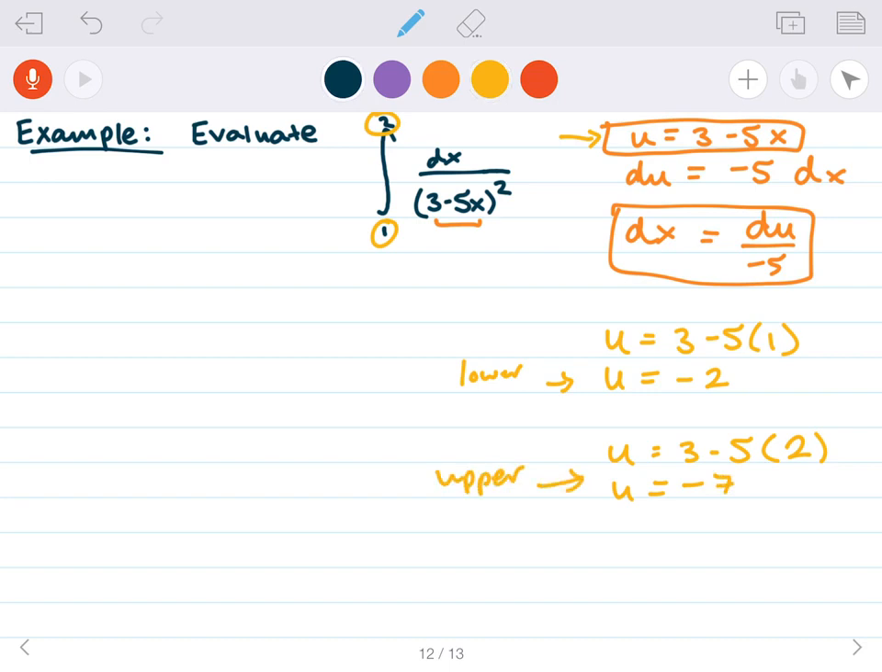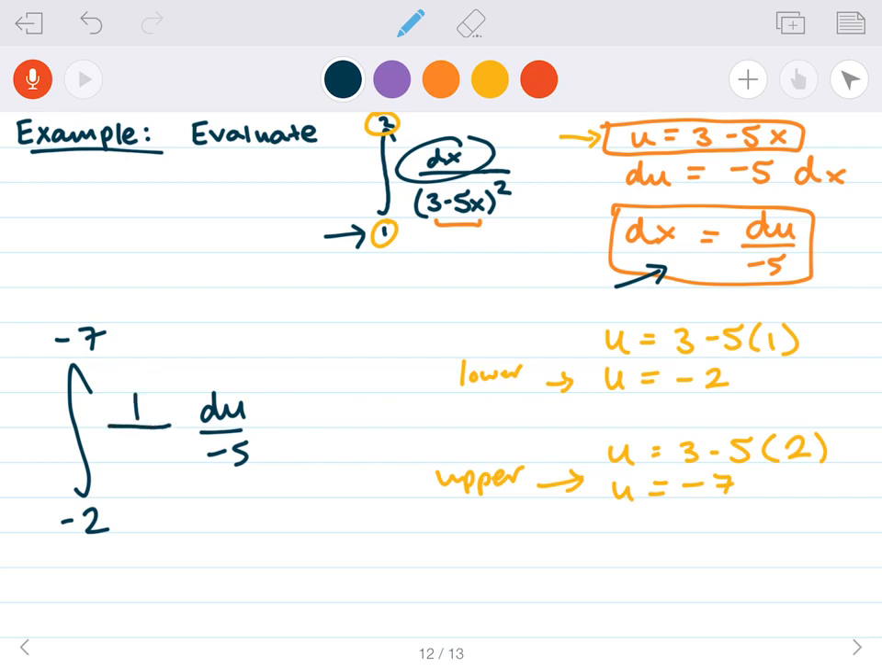And now that I have all of that, I can just plug it in place of my lower. Instead of putting 1, I'm putting negative 2. That's my new bound since I'm integrating with respect to u. And my upper is going to be negative 7. Now dx, we know, is going to be du over negative 5. So I'll just pull that over here. And then on the bottom, I have 3 minus 5x, which we let be u. All right, so this is what I have so far.